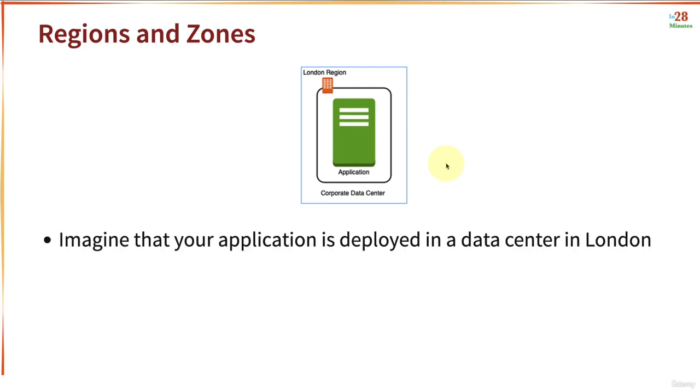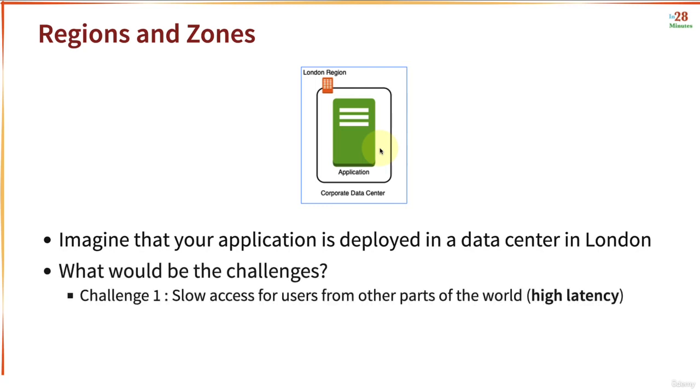Imagine that your enterprise has a corporate data center in the London region and you have deployed an application in there. Let's assume that your users are distributed globally. What would be the challenges? Challenge 1 is slow access for users from other parts of the world. If I'm accessing this application, let's say from Sydney or Mumbai or Chennai or New York, the application will be a little slow. This is also called high latency. So we have high latency for users from other parts of the world.